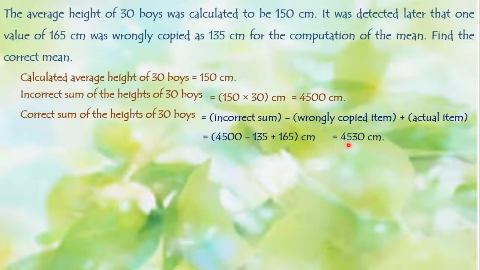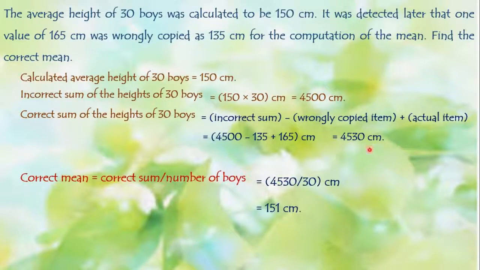So total 30 students are there. The number is not changed. We found the correct sum also, so we can find the correct mean. The correct mean will be the correct sum divided by the number of boys. It is equal to 4530 by 30, which is equal to 151 centimeter.